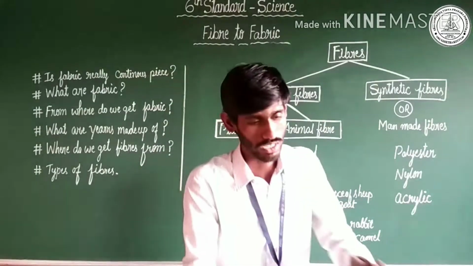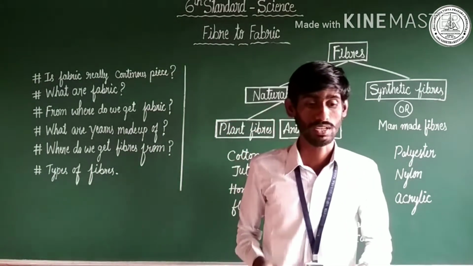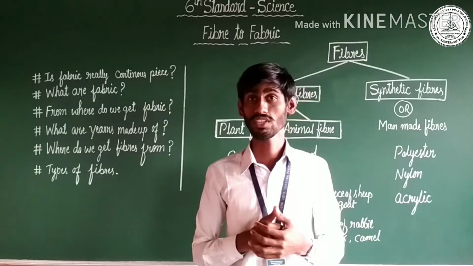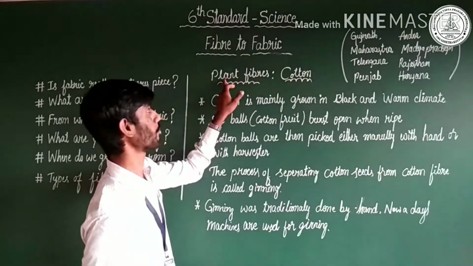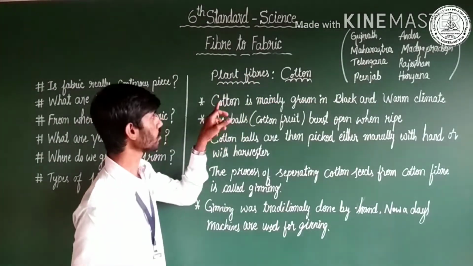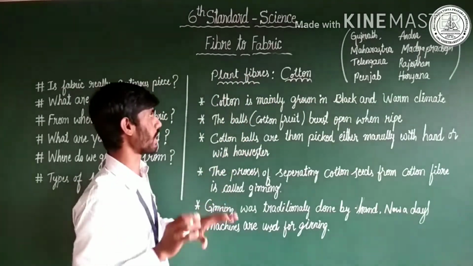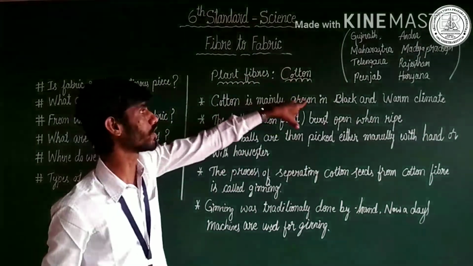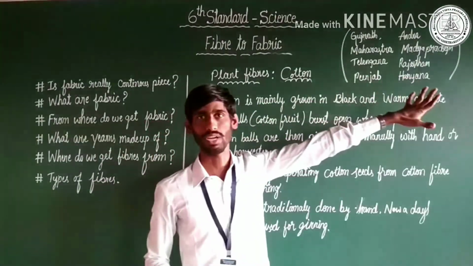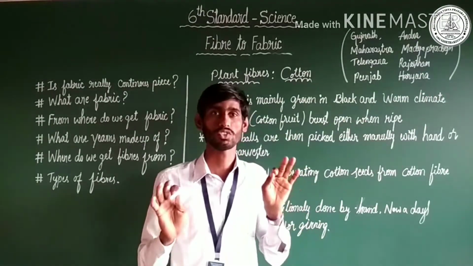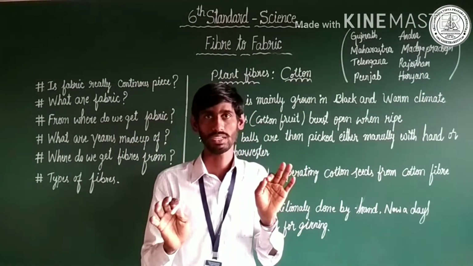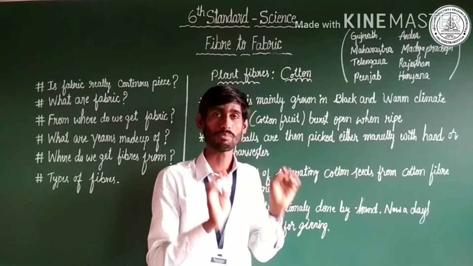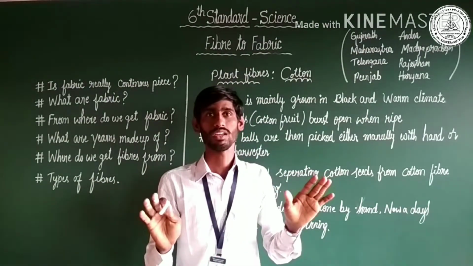Okay, Chotu. Let us discuss some plant fibers. The first one is cotton. Cotton is an example of plant fibers. Observe, Chotu. Let us know about cotton plants. Cotton is mainly grown in black soil and warm climate. Where the black soil and warm climate are available, the cotton plants grow very well.